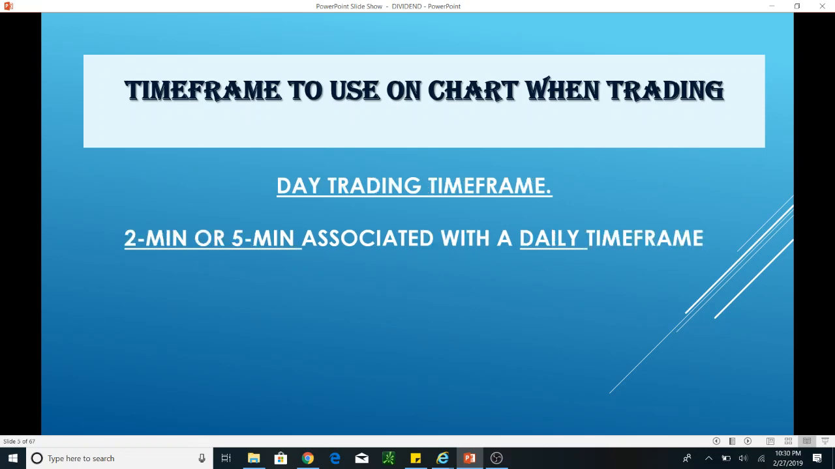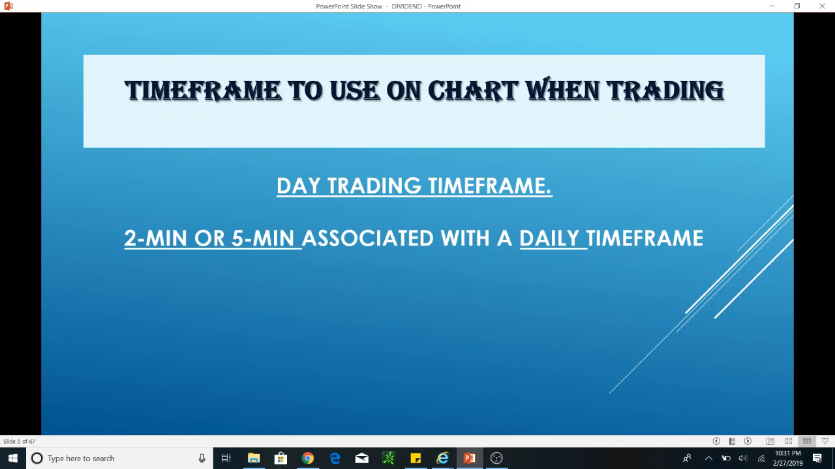The next one is the day trading time frame. When you are day trading, the best time frames are 2 minute, 3 minutes, 5 minutes, and 15 minutes. But for my own preference, I always use 2 minute or 5 minute. And overall, I have decided to stick with 5 minutes because it is really calm. You don't have a lot of noise. With a 2 minute, you got a lot of stuff going on, and each candlestick represents 2 minutes, so it can be fast.